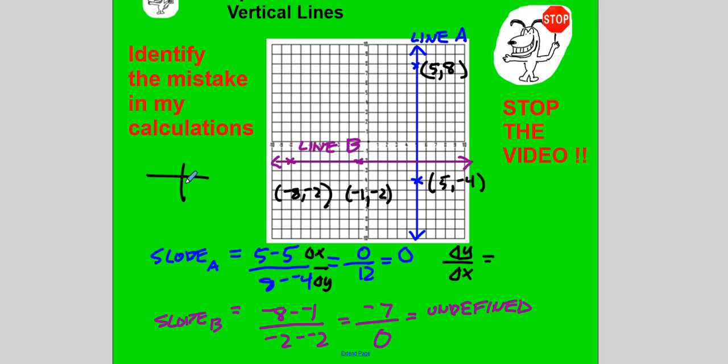Let's make a slope table here. This is for A. So I have 5, 8, and I have 5, -4. So I should have taken 8 minus -4 over 5 minus 5. Well, that's 8 plus 4, that's 12 over 0. This is undefined. The slope here of A is not 0, it is undefined.